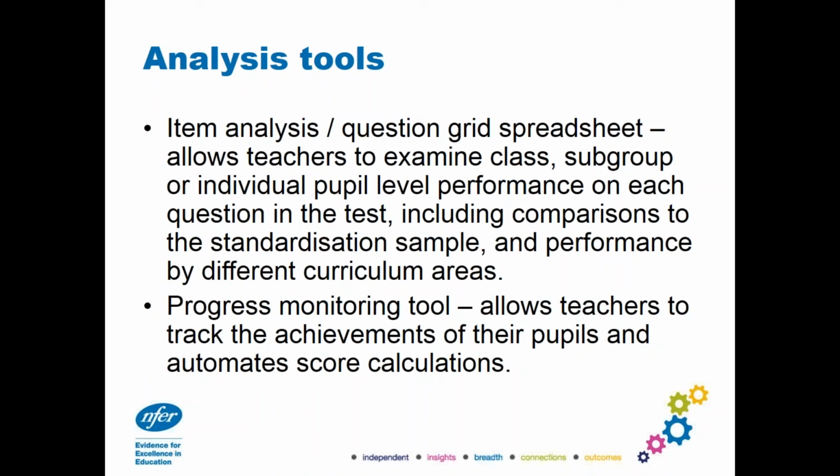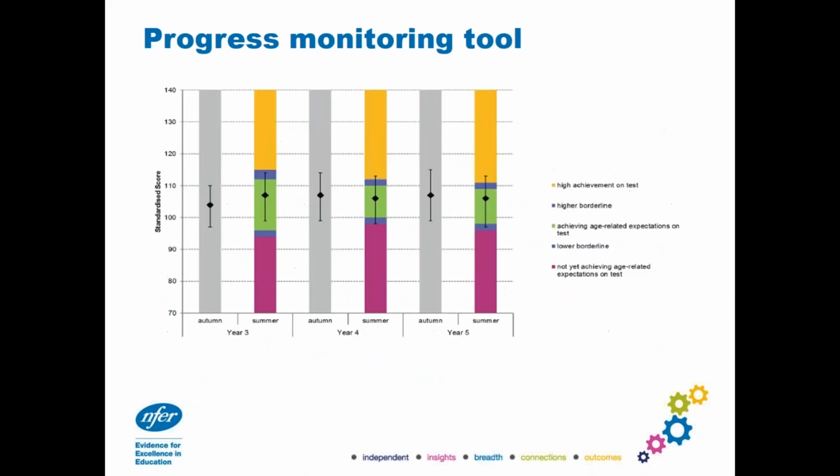But it's also a way of storing this information so you can begin to monitor pupils' progress across tests, across subjects and across years. As well as that, the progress monitoring tool can generate a couple of useful graphs which can help to visually represent pupil attainment and progress. And here is an example of one of them. This is for a single pupil who has taken the year 3, 4 and 5 tests, in this case I believe the reading tests, for both autumn and summer.